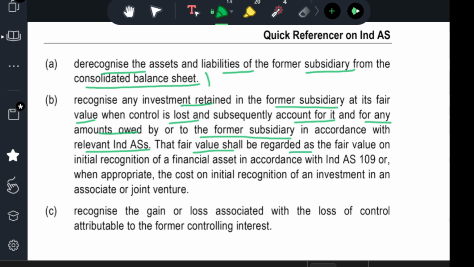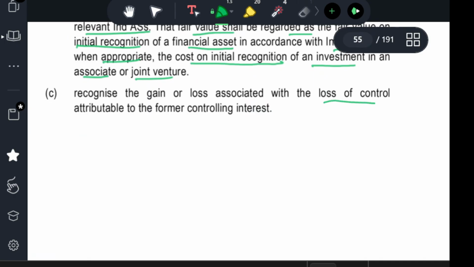The fair value shall be regarded as the fair value on initial recognition of a financial asset in accordance with Ind AS 109 or, where appropriate, the cost on initial recognition of an investment in an associate or joint venture. Recognize the gain or loss associated with the loss of control attributable to the former controlling interest.